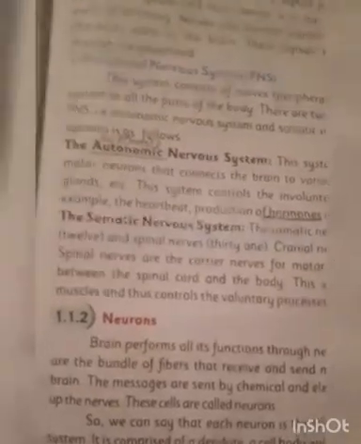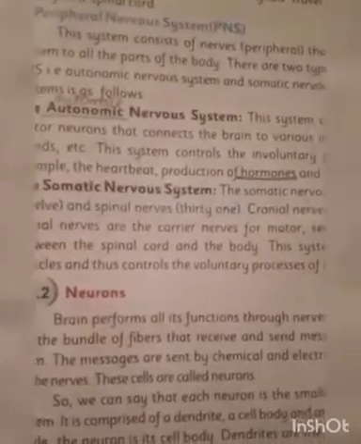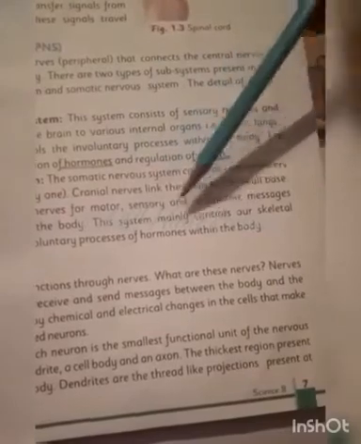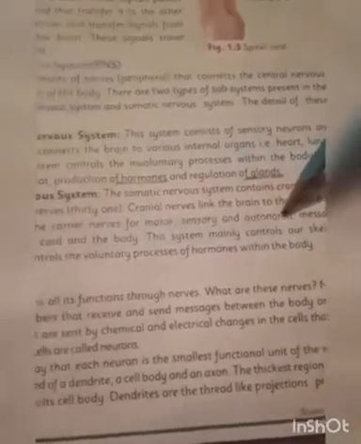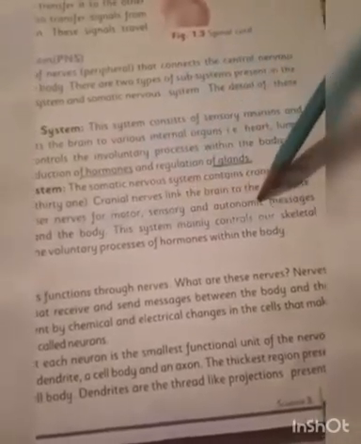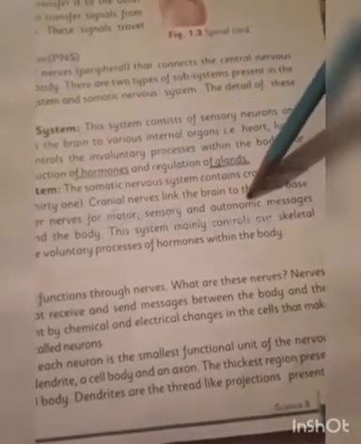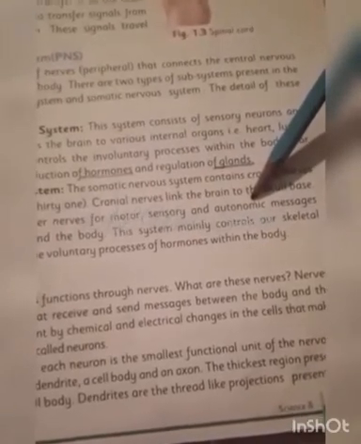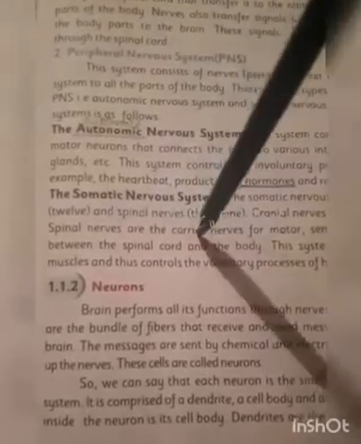The spinal nerves are the carrier nerves that carry the messages and information from your motor neurons, from your sensory neurons, and from your autonomic nervous system, and send them between your spinal cord and your body. So it is actually the carrier nerves.